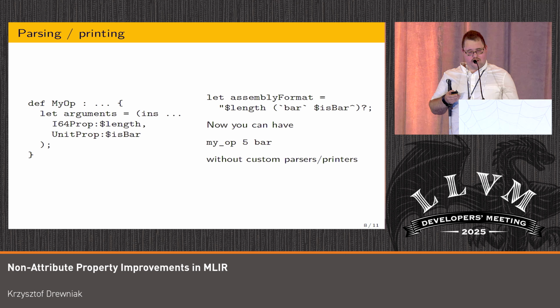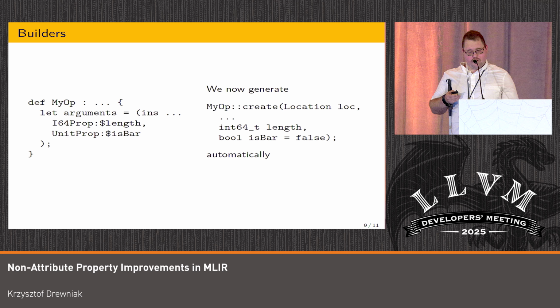Firstly, these non-attribute properties, like this I64 prop, now work with the normal TableGen system for parsers and printers. You can just use them in your assembly format the way you would your attributes. It used to be you had to do a custom parser and printer, and this was not a great setup. Similarly, we will now automatically generate IR builders for these kinds of properties, taking the relevant C++ interface types and even handling default values for optional properties correctly.